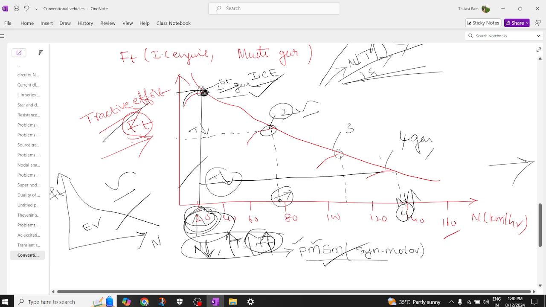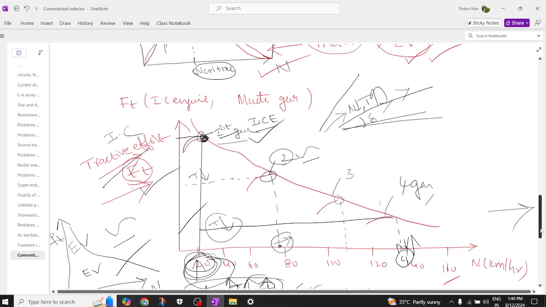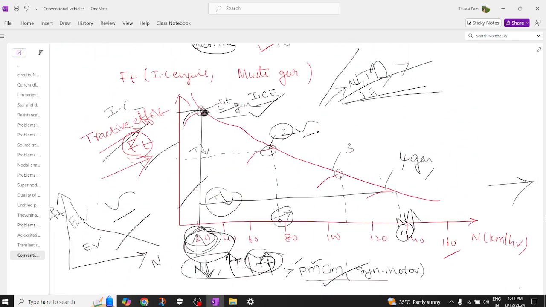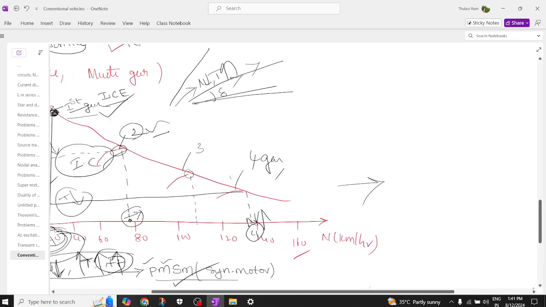So that's how we can say that the tractive effort generated by an IC engine as well as an electric vehicle are both the same. This graph shows the tractive effort developed by an IC engine, and this is the tractive effort developed by an electric vehicle. Both are the same. Since you have different gears in an IC engine, you have these characteristics, but if you draw for an EV, it is also the same.